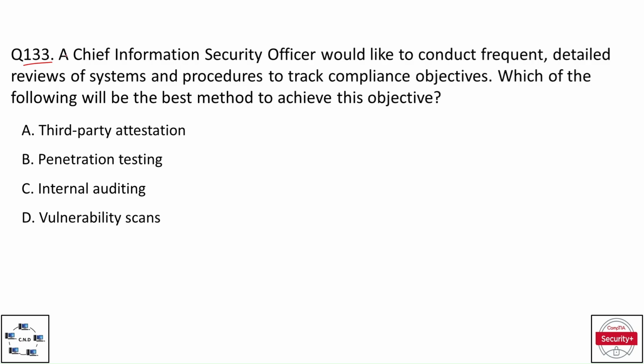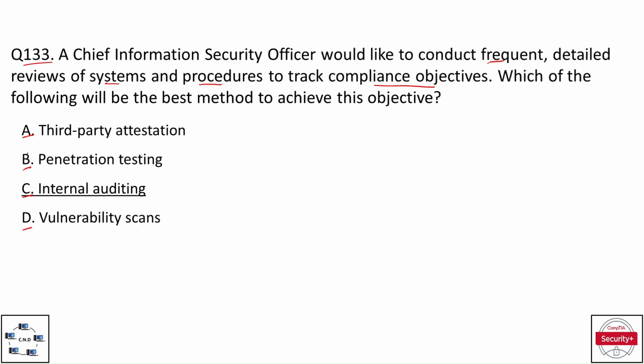Question number 133. A chief information security officer would like to conduct frequent detailed reviews of systems and procedures to track compliance objectives. Which of the following will be the best method to achieve this objective? And the options are option A, third party attestation, option B, penetration testing, option C, internal auditing, and option D, vulnerability scans.